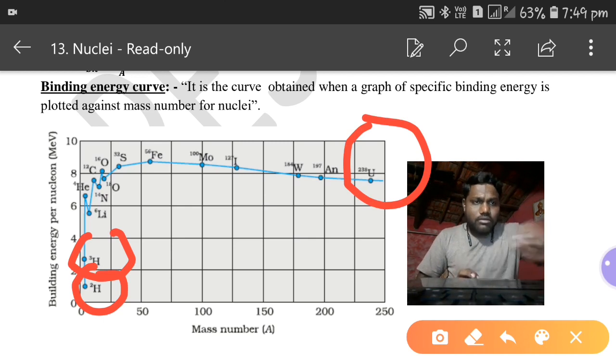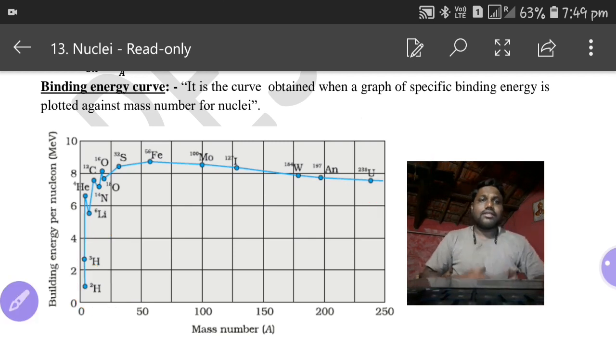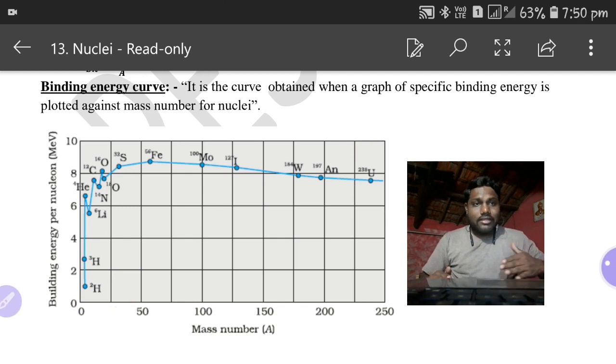So I just want to explain one thing: for the lighter nuclei, the nuclei with mass number less than 30, and the heavy nuclei, the nuclei with mass number more than 170, the binding energy per nucleon is less. One thing we have to know is that if the binding energy per nucleon, or the specific binding energy per nucleon, is less, they are less stable in nature.